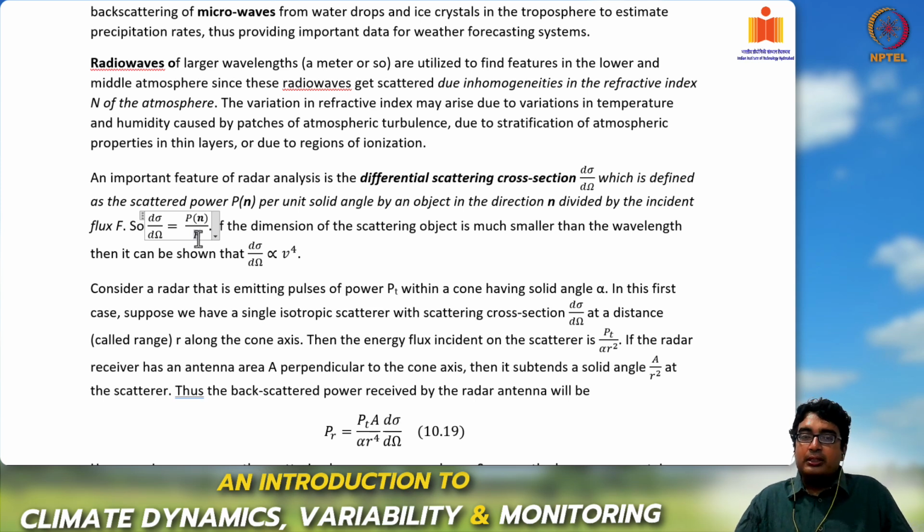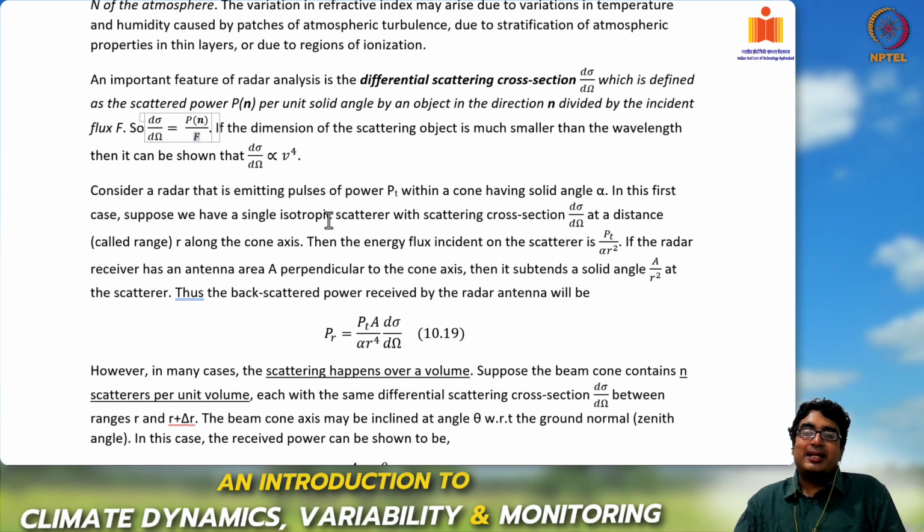It can be shown that the differential scattering cross section is proportional to the square of the frequency of the incident radiation that is coming and getting scattered. So if the incident radiation is at higher frequency, greater is the scattering per unit incident flux, and that ratio goes as frequency to the power 4. We will use this expression now and derive certain relations for radar scattering.